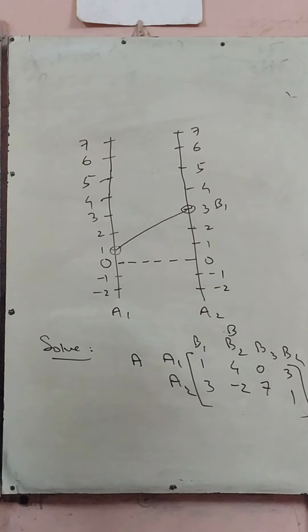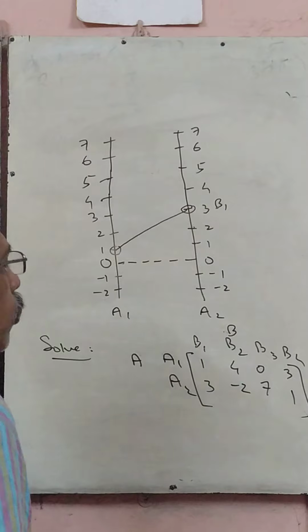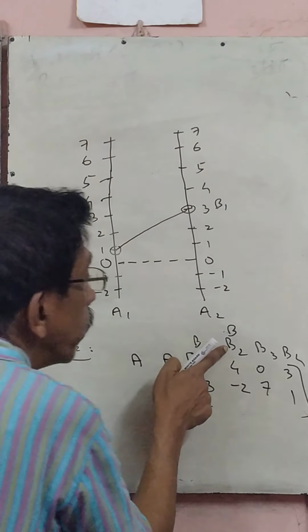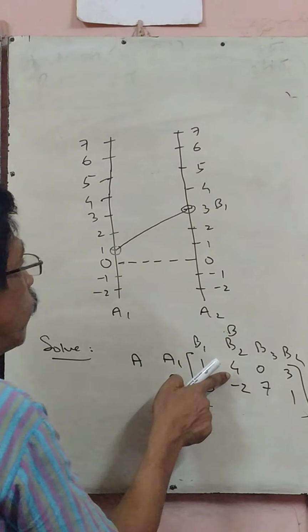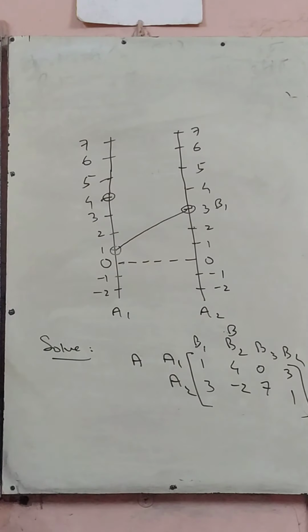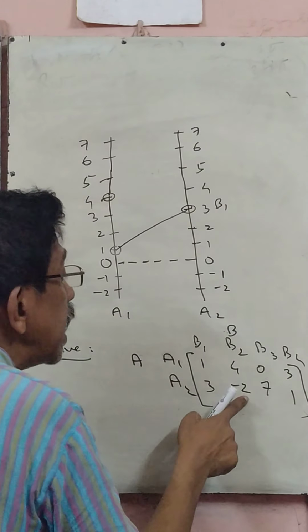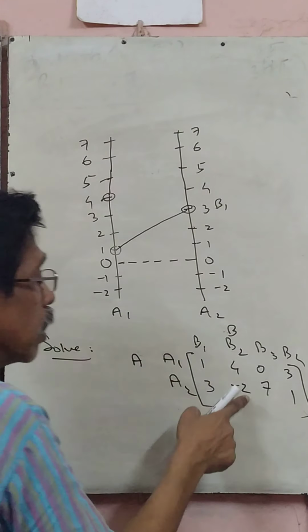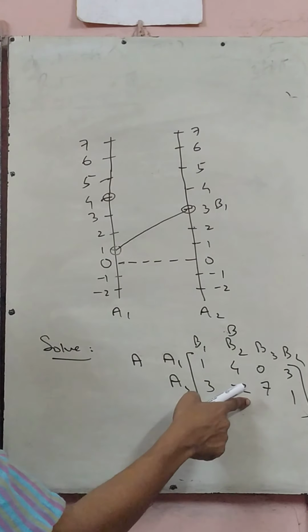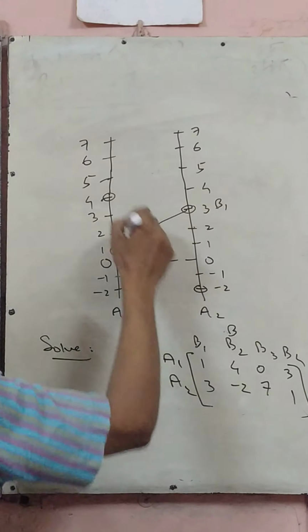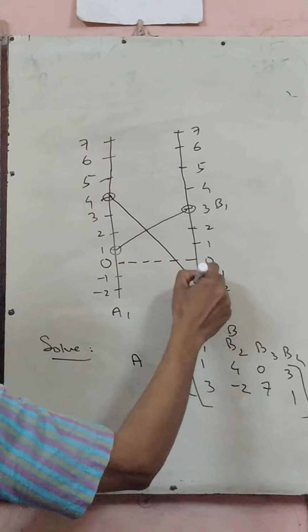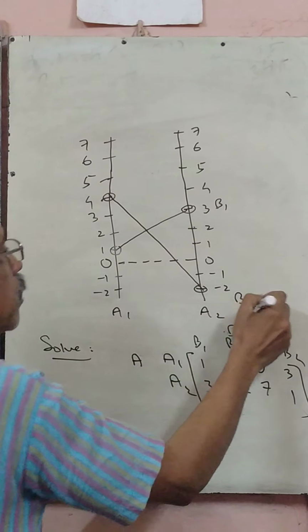Now go to the second, B2. What is B2? B2 on the A1 line will be 4. And on A2, the corresponding value for B2 is minus 2. So this is the minus 2. We will join this one. So this is the second line, B2.